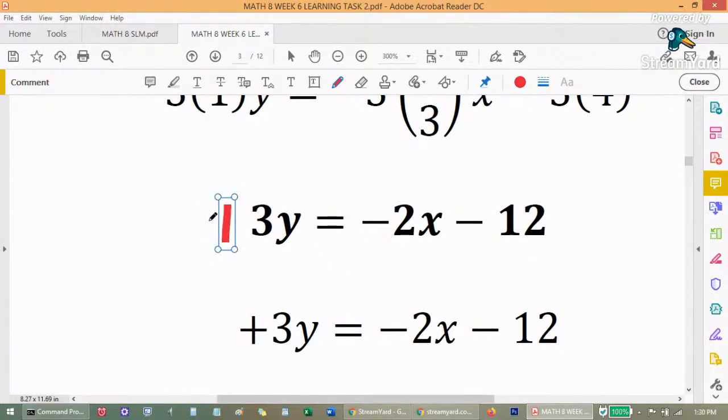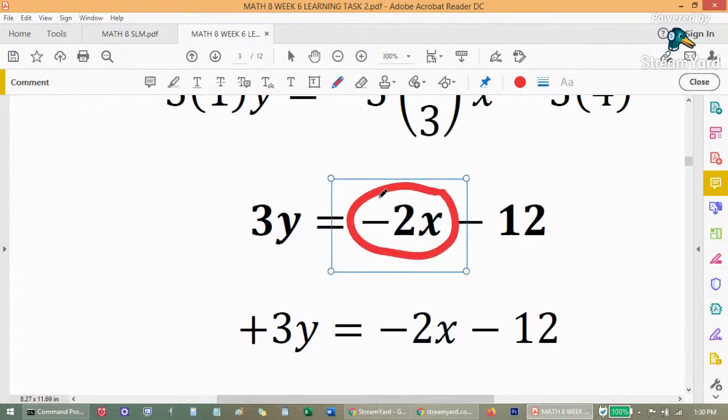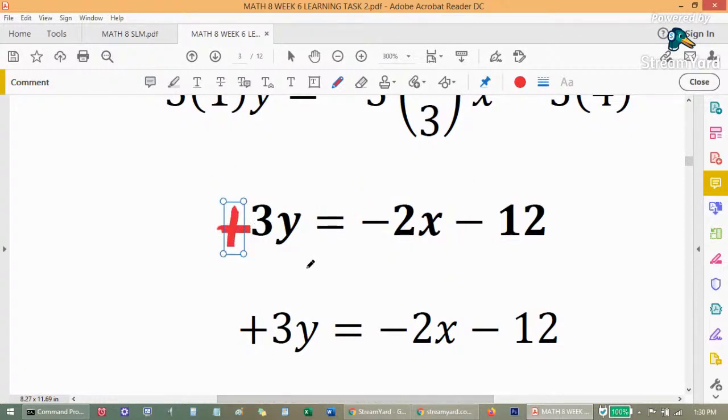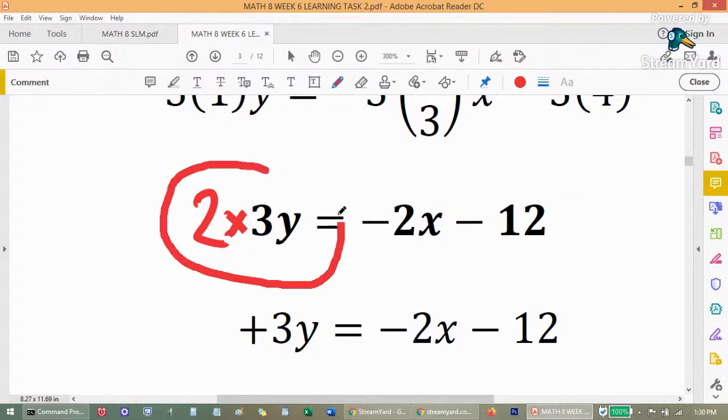Lalagyan ko ng plus dito. Kasi itong negative 2x, ilipat natin doon. Okay? So, pag hindi mo nilagyan ng plus dito, pag nilipat mo itong negative 2x, pag tinranspose mo to magiging 2x 3y. No? Which is wrong.